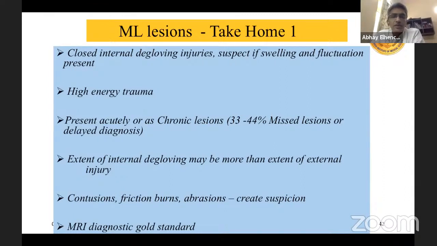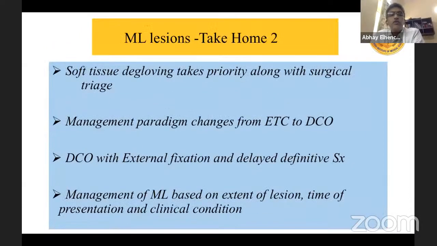The MRI is the big boss of diagnostic gold standard in cases with Morel-Lavallée lesion. Soft tissue degloving will definitely take priority over the surgical triage. And even as part of the surgical triage, the damage control will continue, as well as the soft tissue management. And the definitive fixation paradigm has to change from early total care or early appropriate care to damage control orthopedics. So external fixations will take priority over delayed definitive fixations.